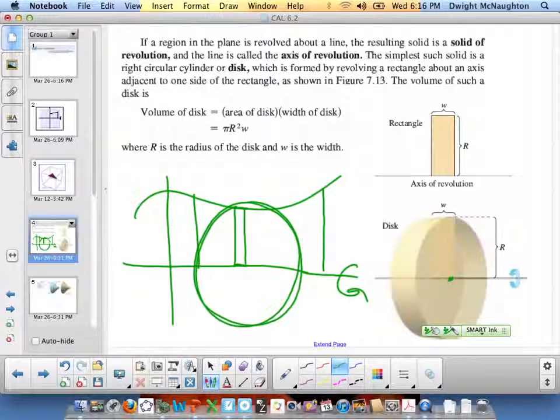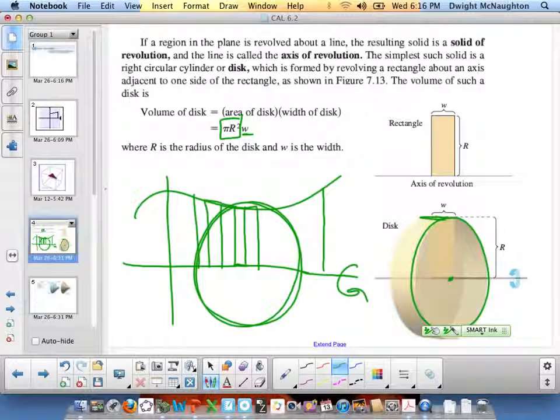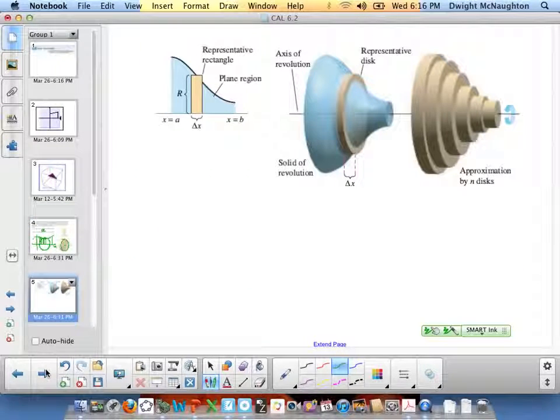The volume of the disc is the area of this face times whatever the width is. The face is a circle, so the area is pi r squared, and our width is w. So each slice will be pi r squared times w, and you want to add up all the slices in this region. As we do that, we want it to be as accurate as possible, so the change in x on each slice gets smaller and smaller, and the number of slices gets bigger and bigger.